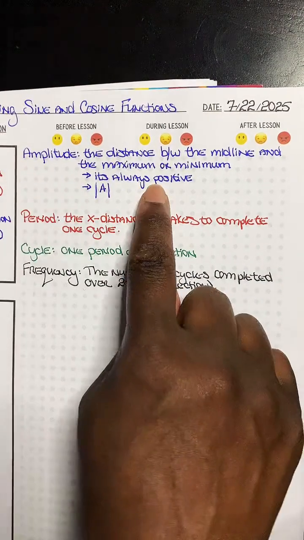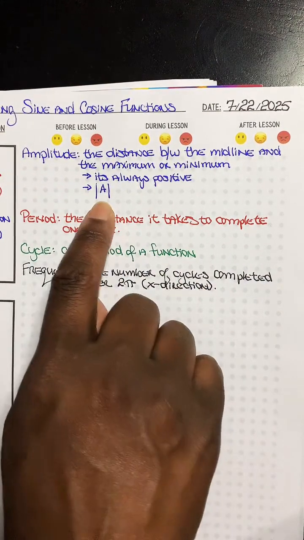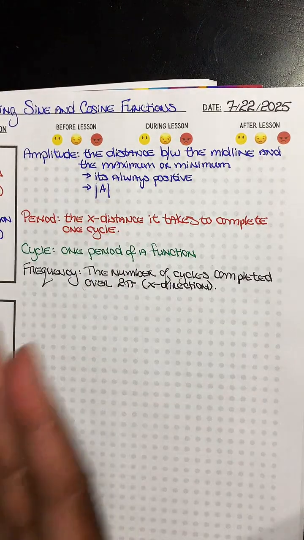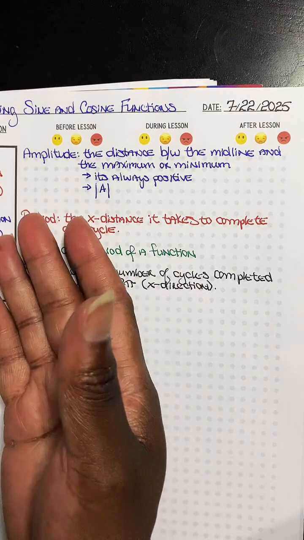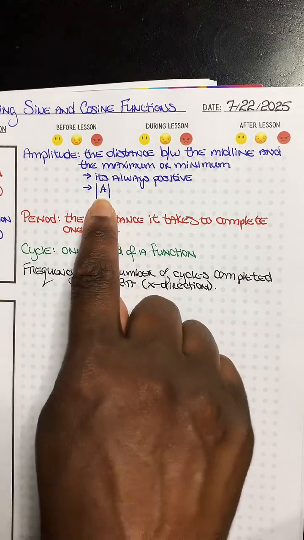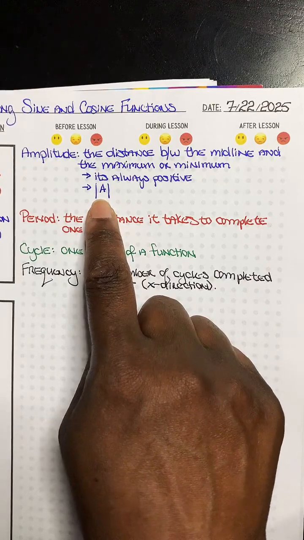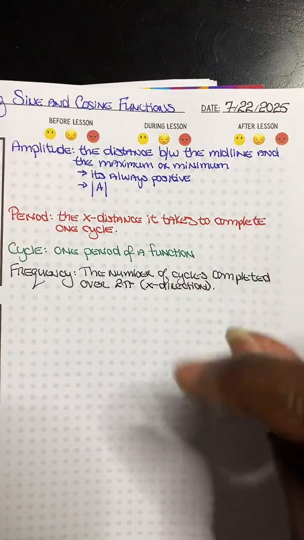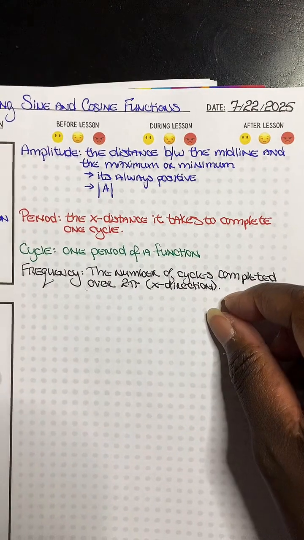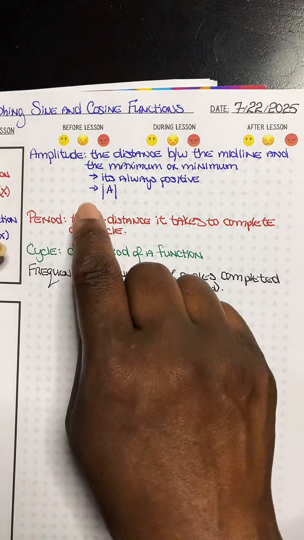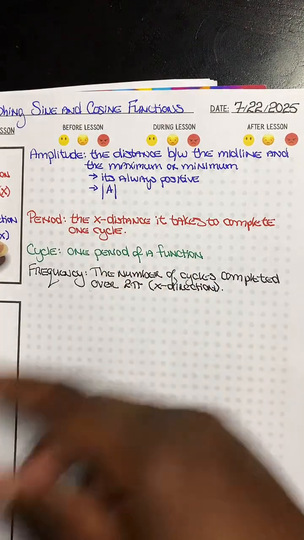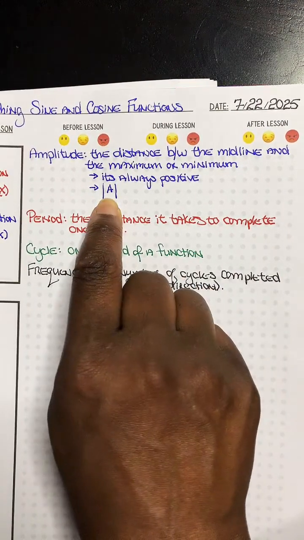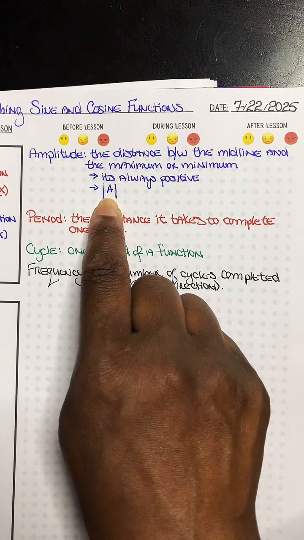No matter what, the amplitude is always positive, and sometimes we calculate it by using the absolute value of A. If you ever see your leading coefficient is negative, it's not because of the amplitude. The negative is telling you that your sine or cosine graph has been flipped over the x-axis. So if you see a negative sign in front of your A, you're flipping it over the x-axis, but your amplitude is always going to be positive.